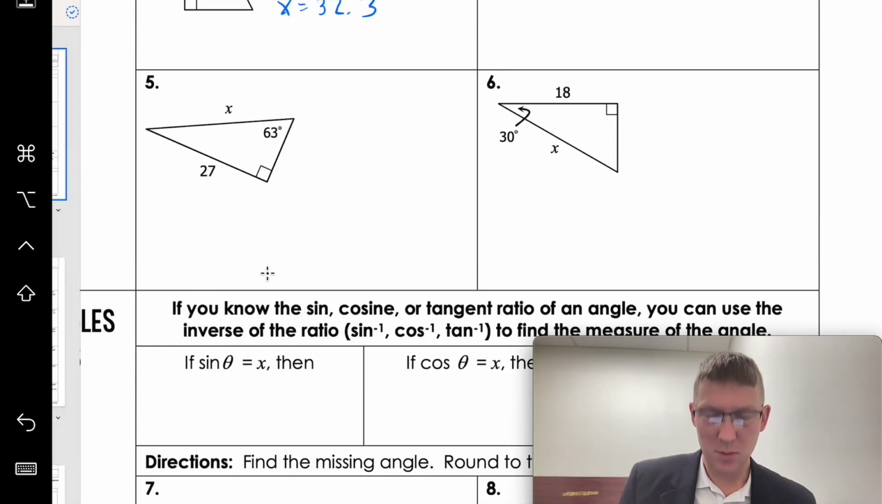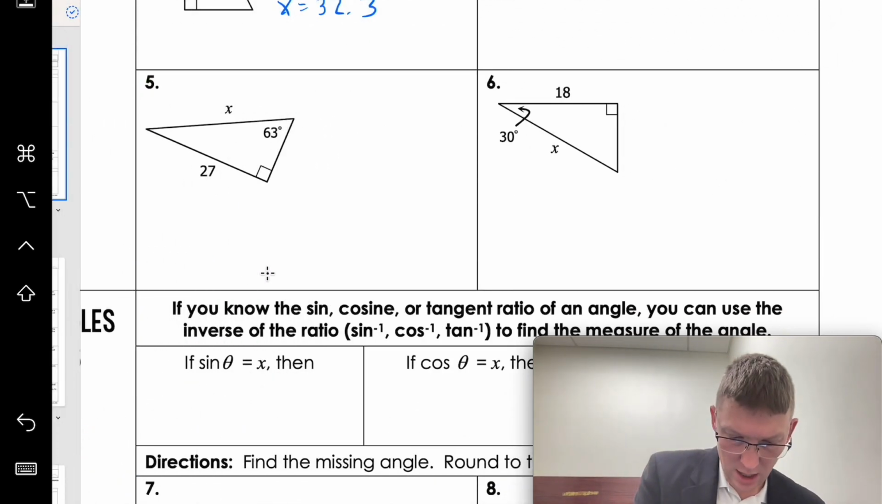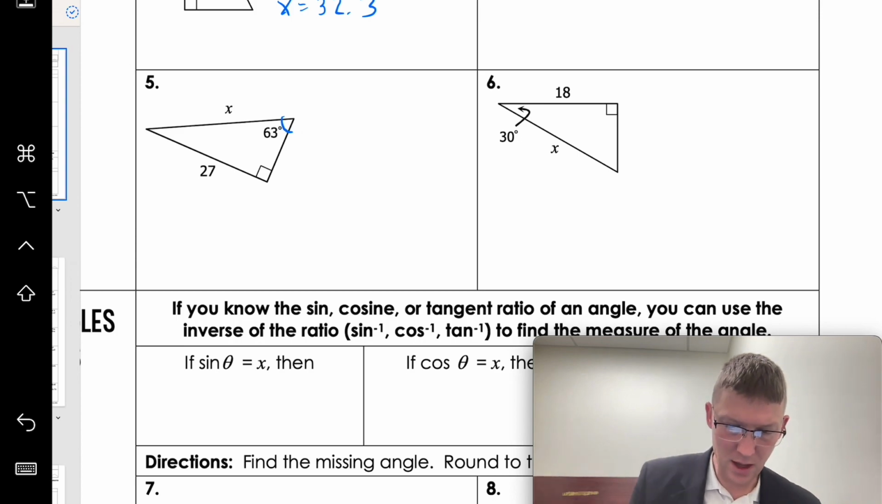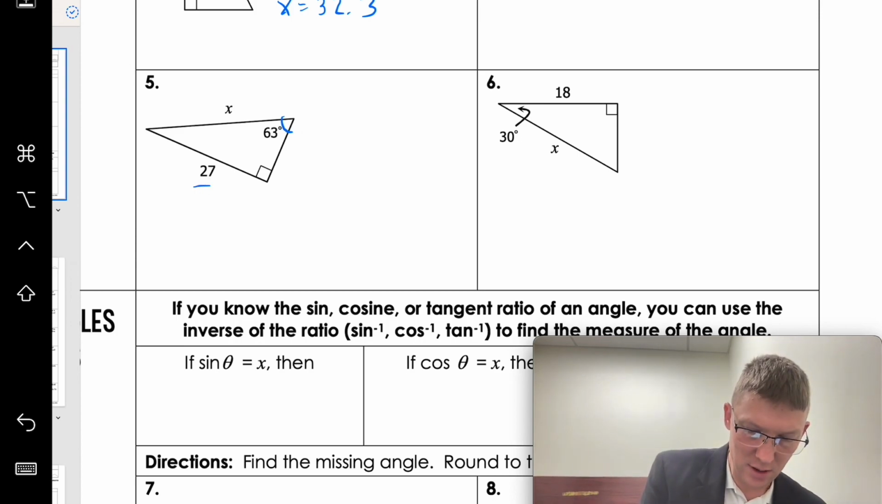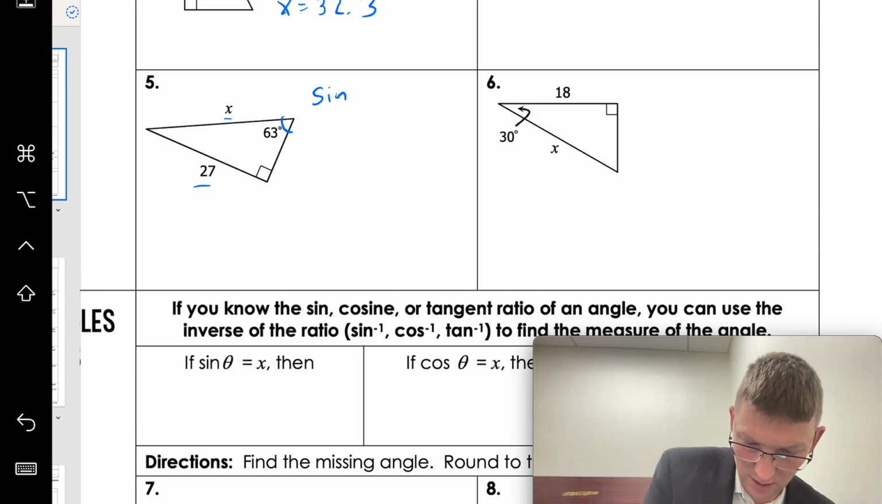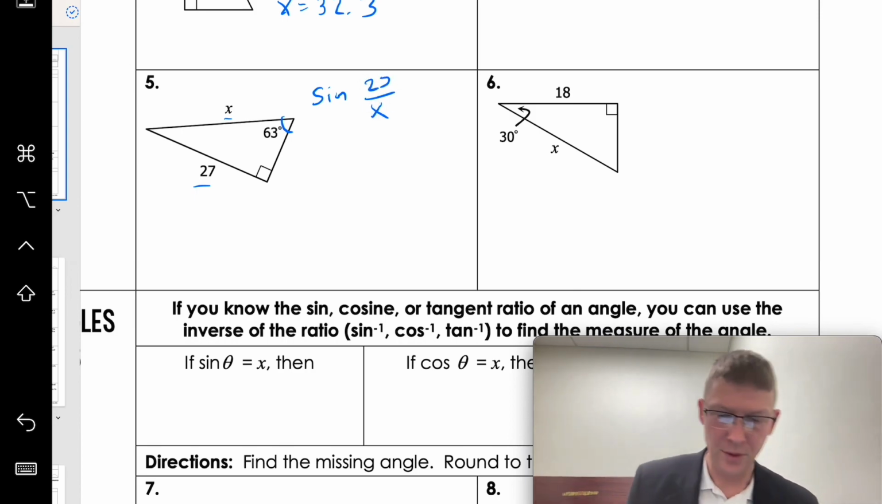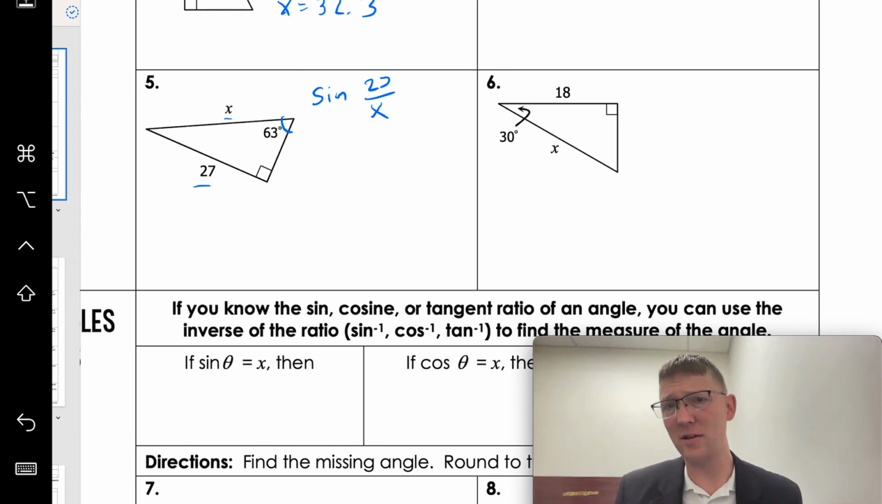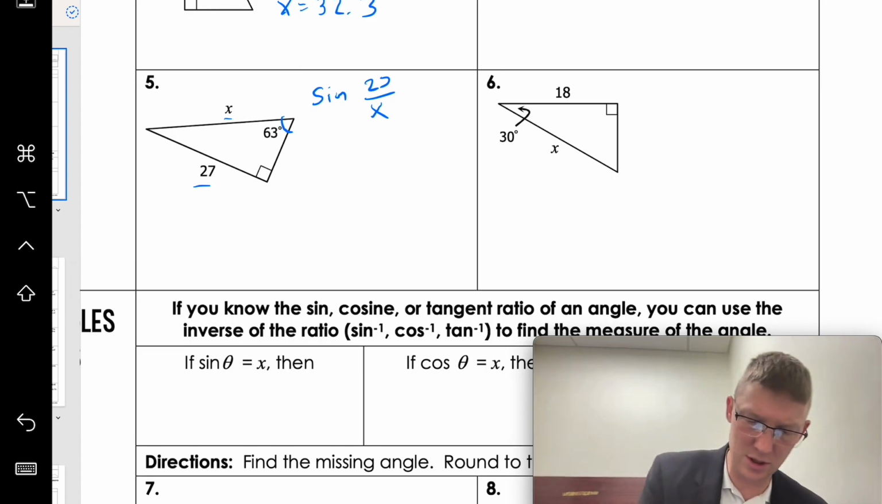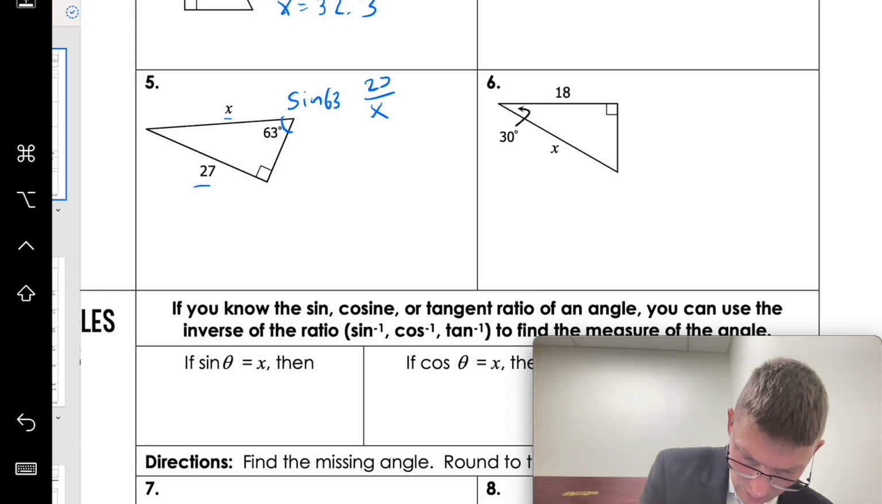Last but not least, number 5. Here we are. We're looking at this guy right there, and we have the opposite, and we have the hypotenuse. So that's going to be another sine. So sine is opposite over hypotenuse. So I guess it's a little different. Our x is on the bottom, but that's okay. Oh, I wrote that wrong. I apologize. So that is going to be the sine of 63 equals.